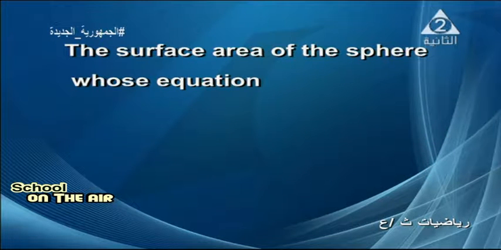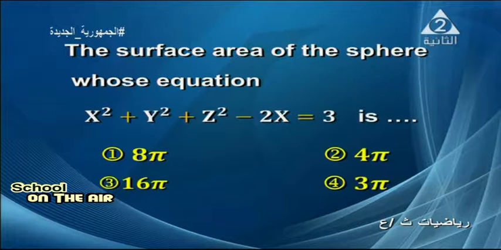Surface area of a sphere whose equation is x squared plus y squared plus z squared minus 2x equals 3. Choose the correct answer: 8π, 4π, 16π, 3π. What do you mean, my dear student? Surface area of a sphere is 4πr squared. What is the r? I don't know.